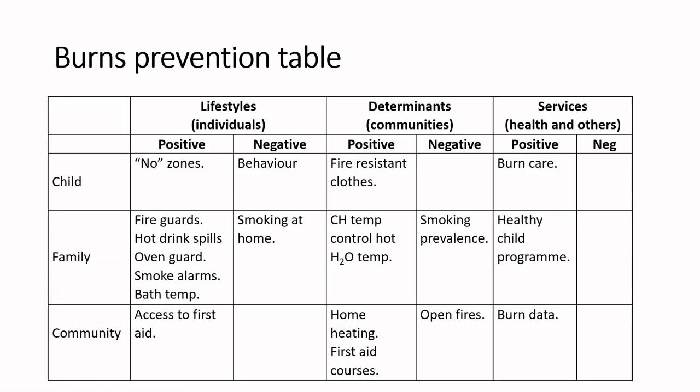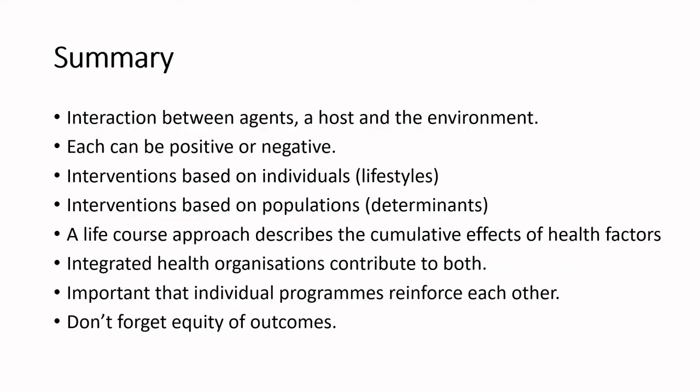The majority of interventions require individual families to take action in their own homes, including the use of fire guards, preventing hot drink spills, using smoke alarms, and reducing hot water temperatures. Health determinant factors would include fire resistance of children's clothes, regulation to reduce hot water temperature, and building codes for central heating systems. The health service contributes by providing burn care, health education advice through the Healthy Child programme, and relevant burn data to set priorities and monitor the impact of interventions.